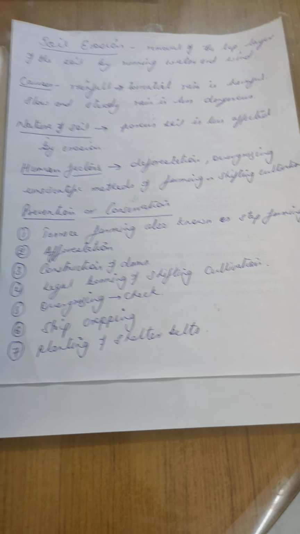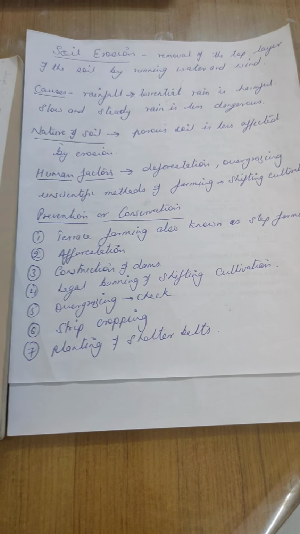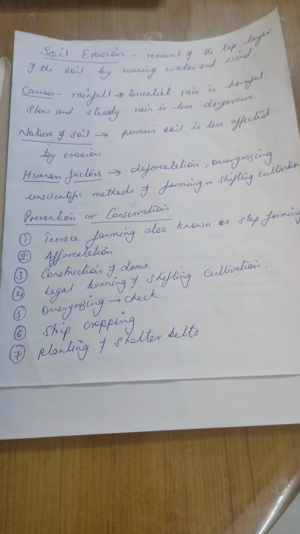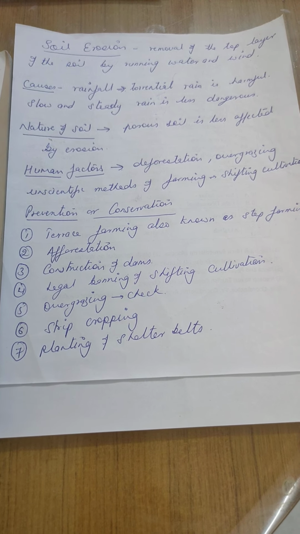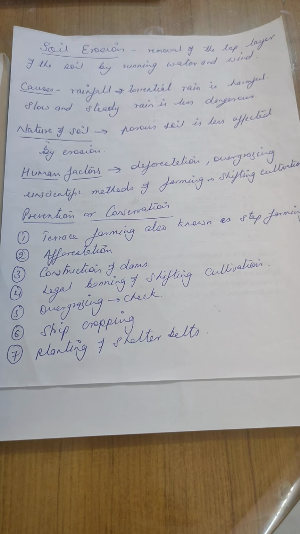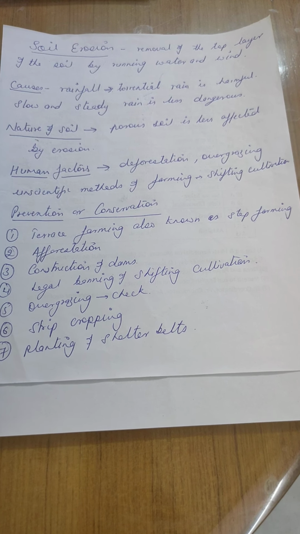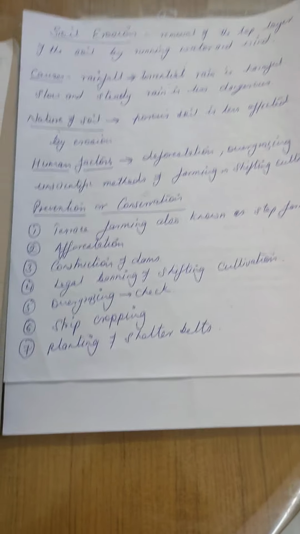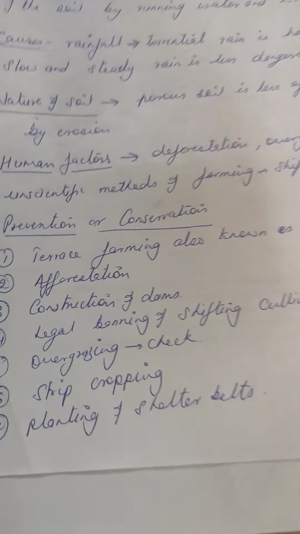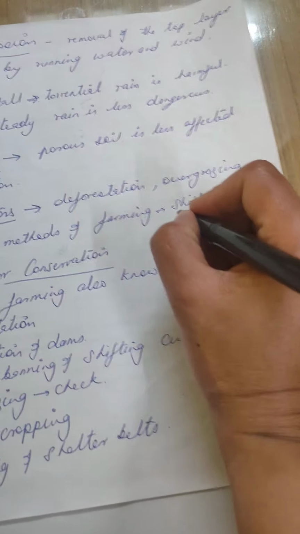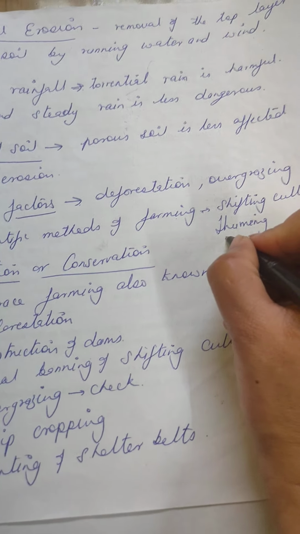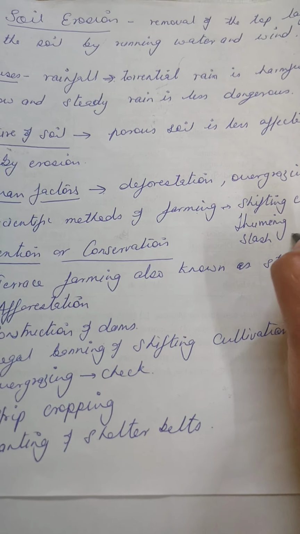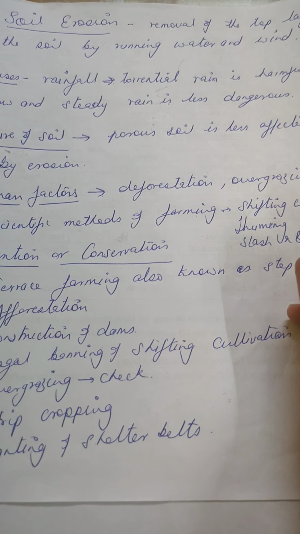And of course, man is a big factor. We are the ones who are causing deforestation. We are the ones who are taking our animals for overgrazing over lands. Then we have unscientific methods of farming like shifting cultivation. Now, shifting cultivation is a method which was practiced by the nomads. It is also called zooming, or it is also called slash and burn.